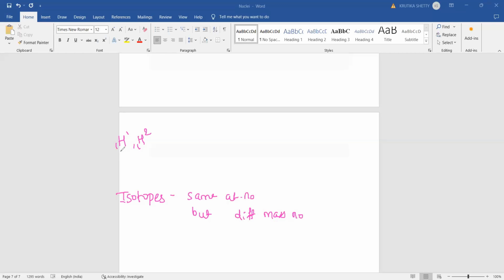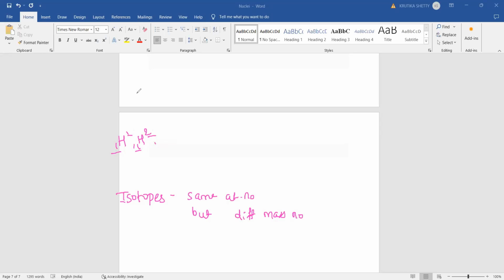You can see the same atomic number is there, 1 and 1, that is the atomic number, but different mass number. Here we represent 2 and 1, that is nothing but the mass number. These are the isotopes of hydrogen. Similarly, we can write it for oxygen also. We have many other element examples.